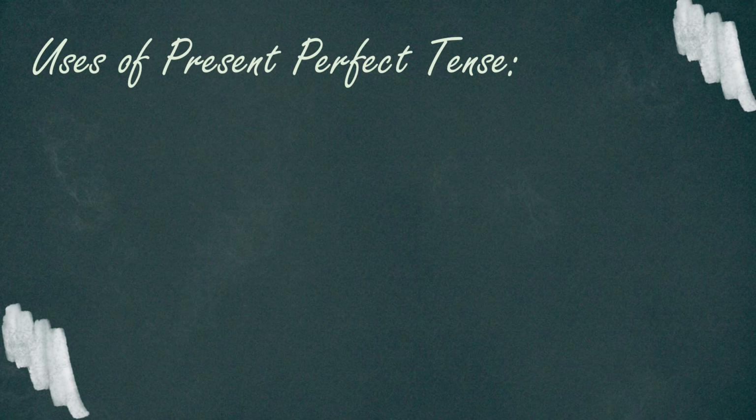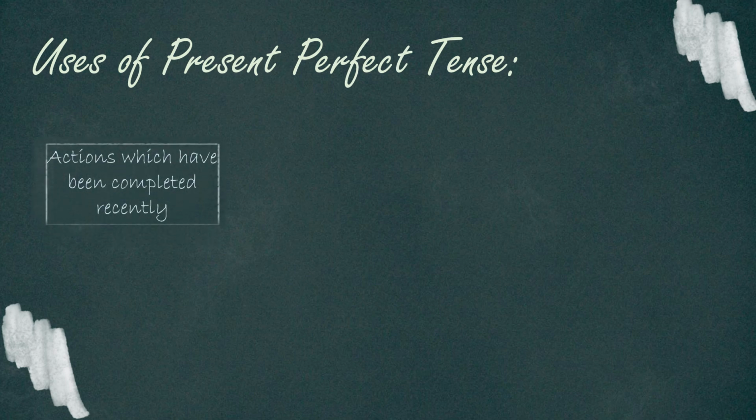Uses of present perfect tense. Actions which have been completed recently. So something that has happened, it's completed, but it's very recent. Example, Jason has finished his lessons for the day.